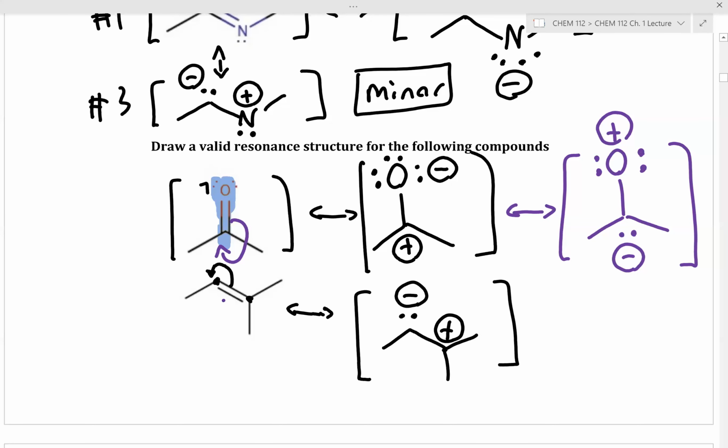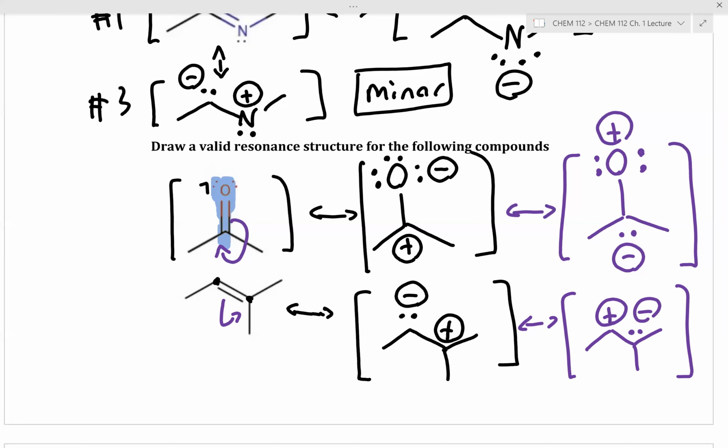We can kick our electron density towards the carbon on the right, and that in turn would give us the following valid resonance structure. Of course, all the resonance structures I'm having you draw right now are pretty minor, right? Looking at all of the resonance structures that we've drawn, are they better than our original structures? No. They violate the octet rule. We have a ton of formal charges.